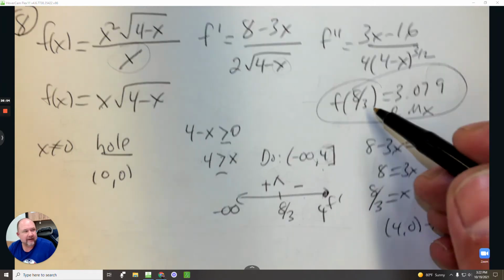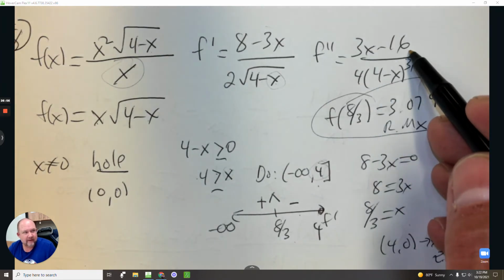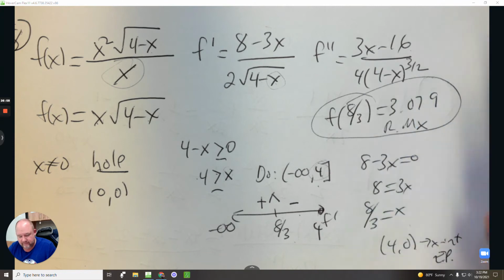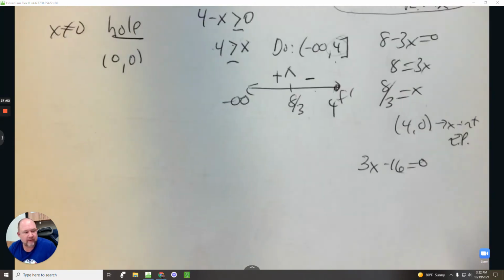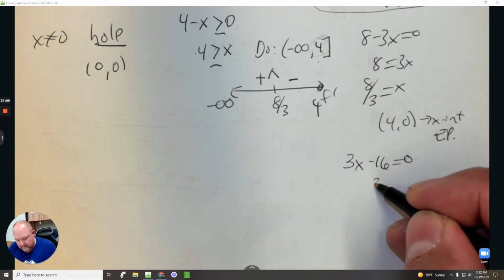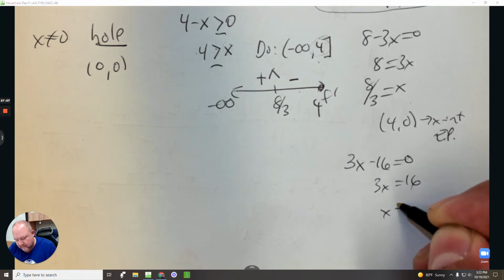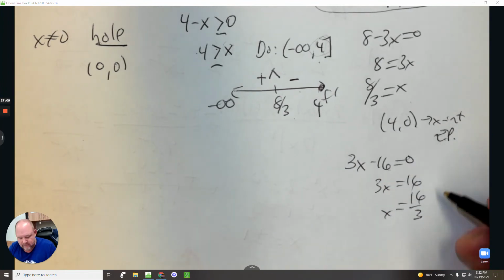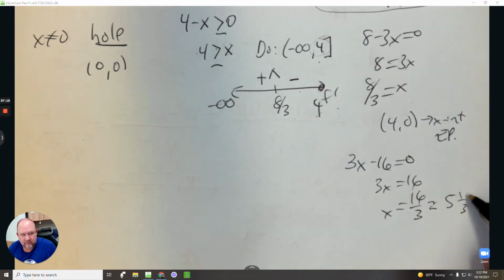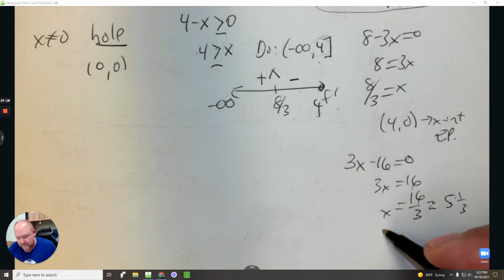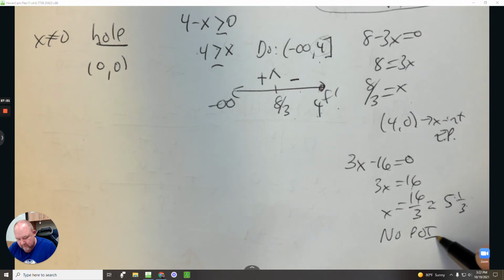When I look at the second derivative, if I solve this, let me show you what's going to happen. So I take the numerator equal to 0. When I solve it, there's a problem here. So 16 divided by 3 is about 5 point something. Well, that's beyond my domain restriction. So this doesn't exist on the graph. So that means there's no point of inflection.